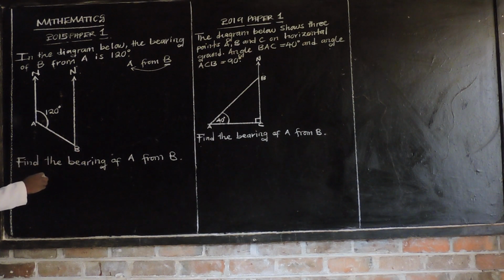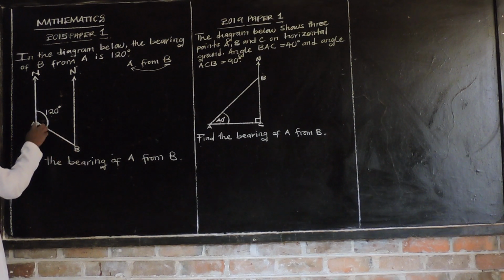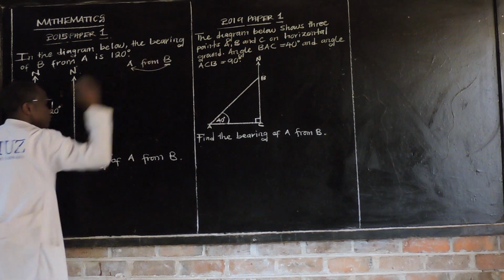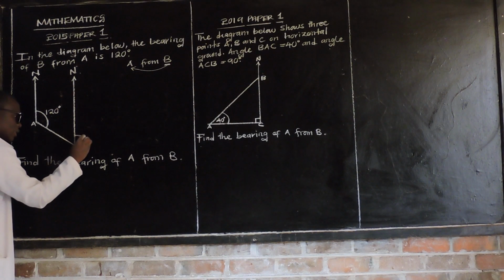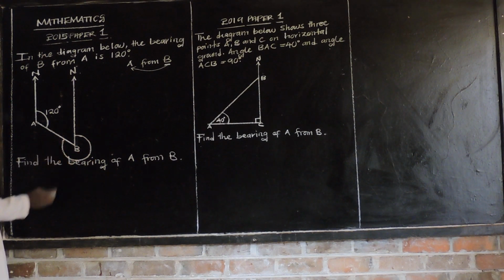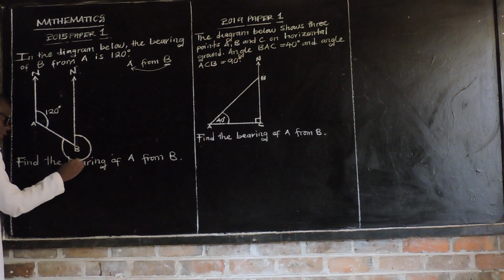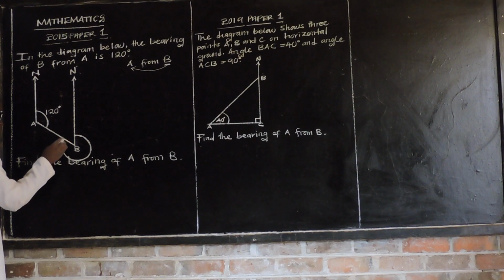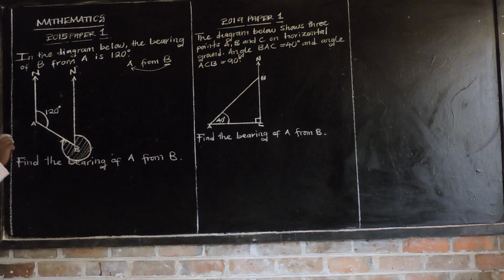So let us move now, from the north of point B going to point A, because we are finding the bearing of A from B. So we're going to move like this. This amount of turning is the angle they want. This is the bearing they want. This one, this amount of turning.